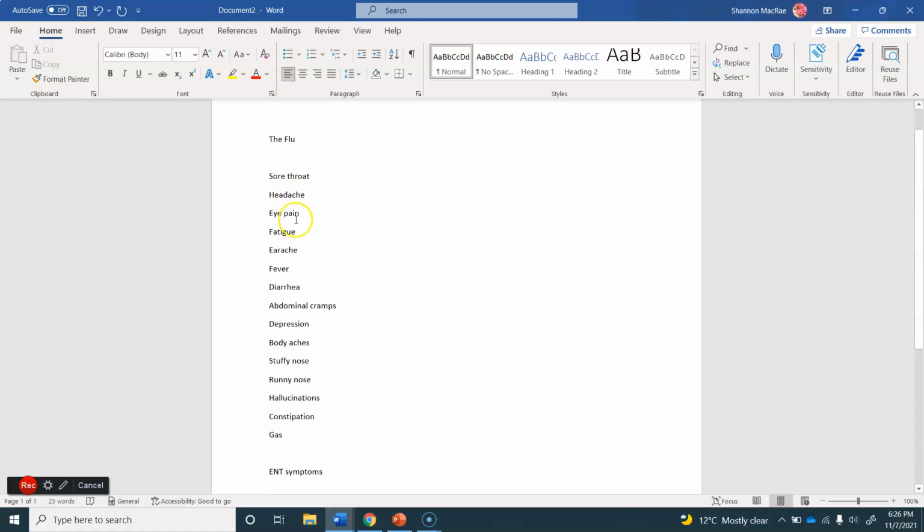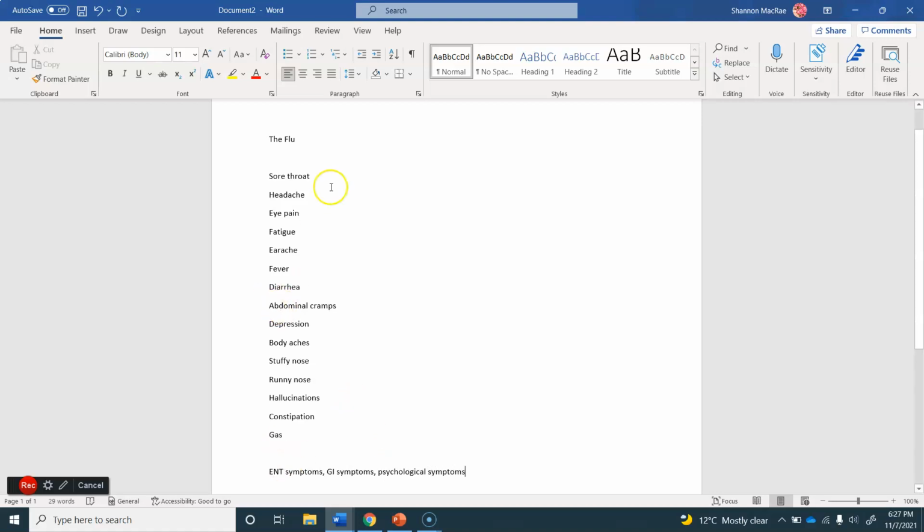The next thing that I'm going to take a look at includes all of this stuff here: diarrhea, abdominal cramps, constipation, gas. Right? All of these, if we put them into medical terms, are GI or gastrointestinal symptoms of the flu. So I could group those four things together. And then finally, I'm going to look for a third category. I'm going to say, okay, hallucinations, depression. I could call these psychological symptoms.